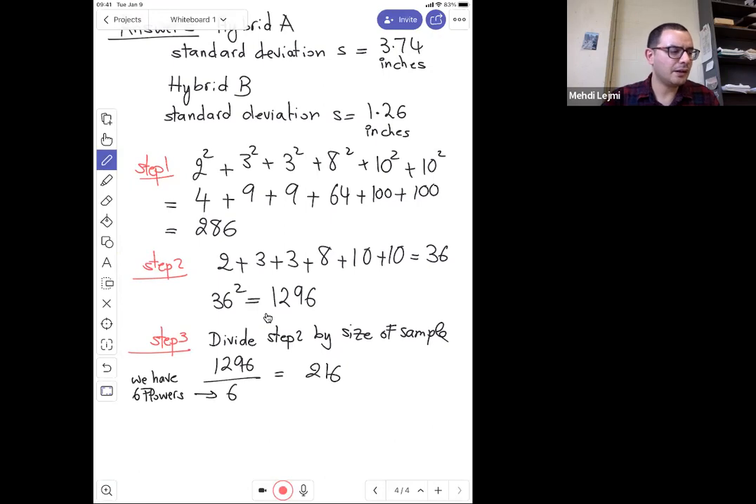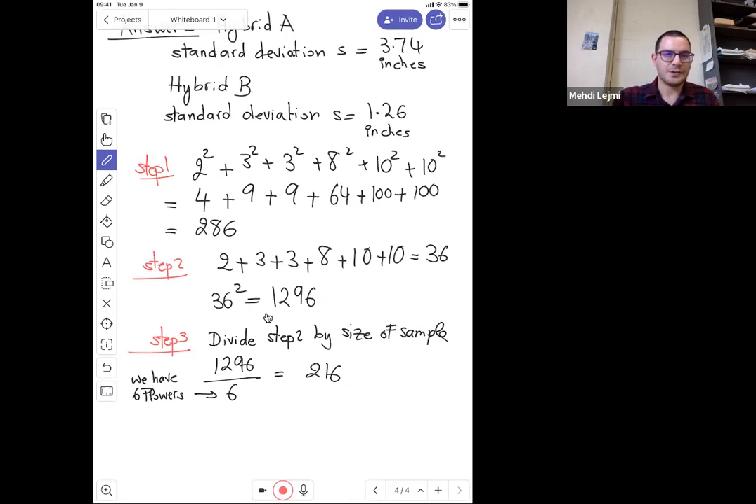Did anyone get the answer for the standard deviation of the first hybrid, the 3.74? Just to check if my answer is correct. I got the same number. You got the same number? Okay, good. Thank you.